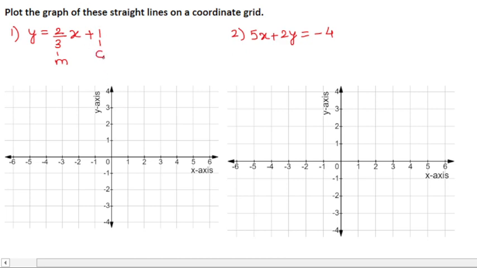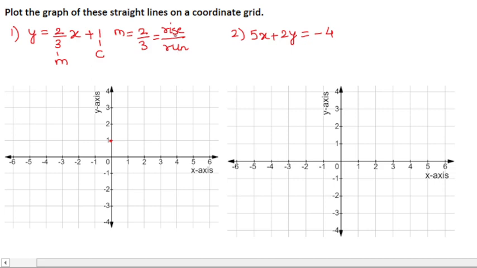So the first thing that I do is I mark my y-intercept, which is 1 along the y-axis. I mark it. This is the first point. And then I write aside my gradient or the slope, which is 2 by 3. We know that gradient is also rise upon run.